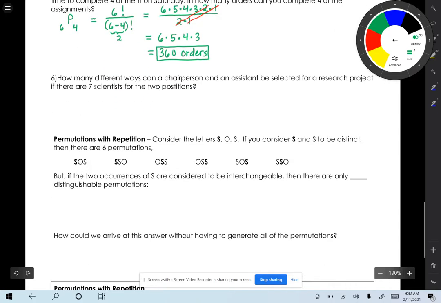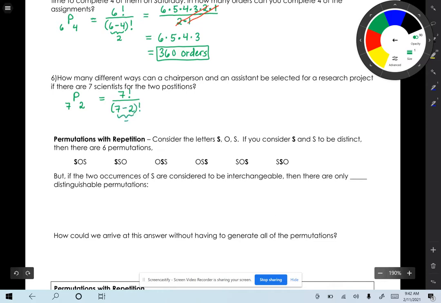Okay. How many different ways can a chairperson and an assistant be selected for a research project if there are 7 scientists for the new positions? So there are a total of 7 scientists, and you want a chairperson and an assistant. So 7, choose 2. So that'd be 7 factorial over 7 minus 2 factorial.